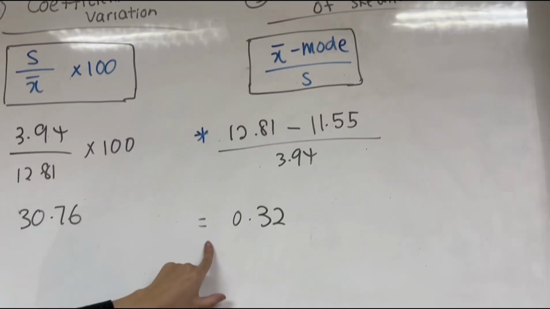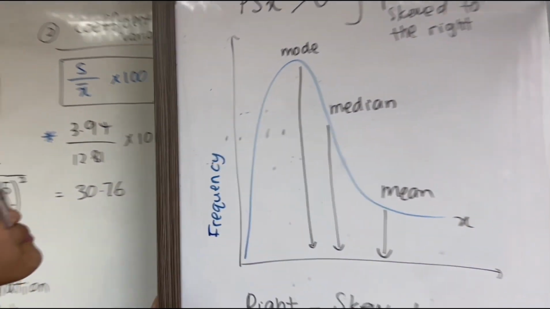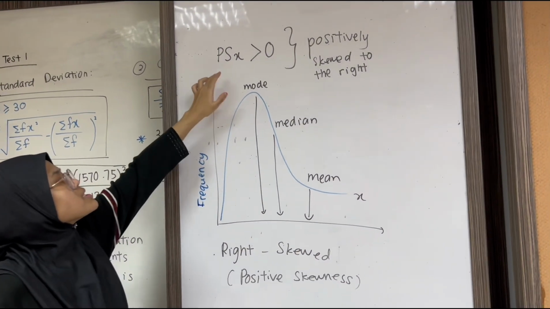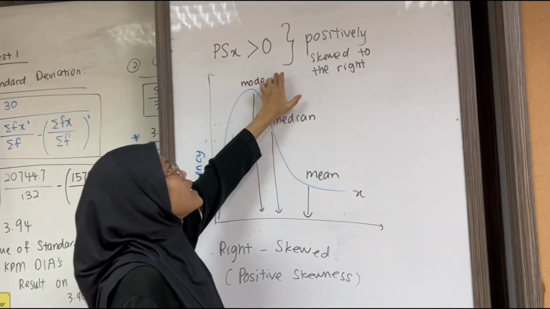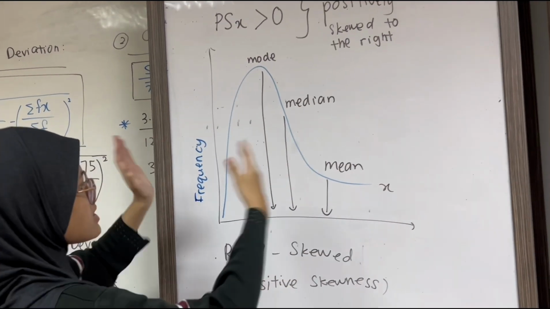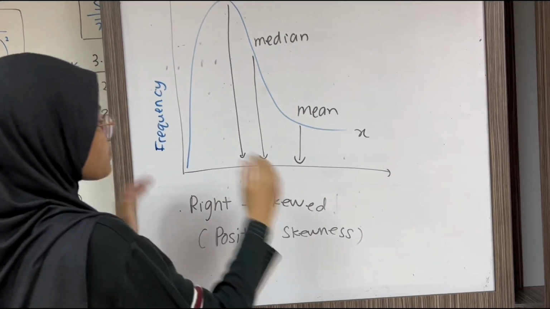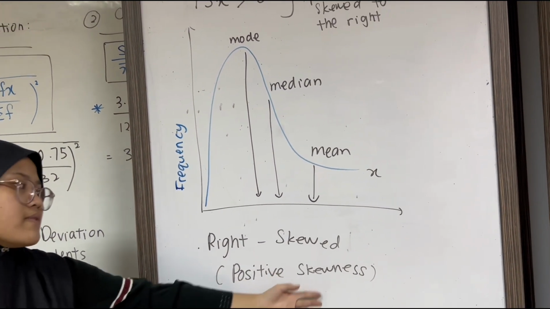Okay, since this is a positive value, we will look into this graph. When Pearson's skewness value is greater than 0, it shows that it is positively skewed to the right. So we can see this graph. This proves that it is right skewed and it means that it is positive skewness.